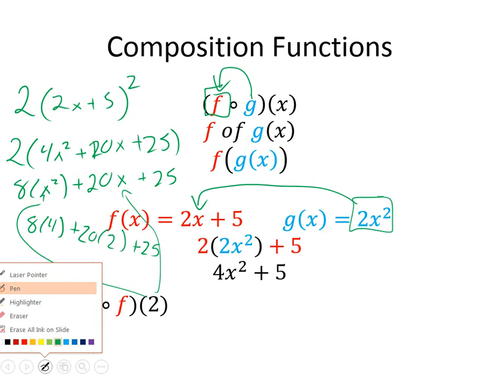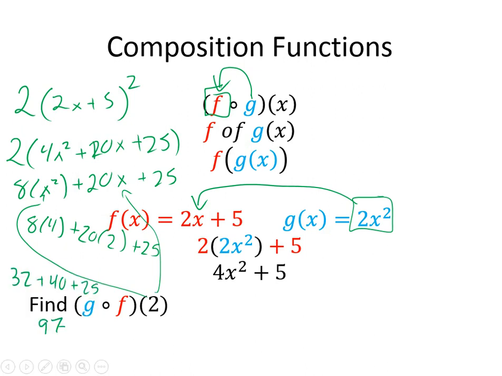Now the other way of doing it, which personally I like doing this way better, you're going to start with the last 2. So f of 2. So you're going to plug a 2 in for the f of x. Okay. So I plugged a 2 in for the f of x. That gets me 4 plus 5, which is 9.